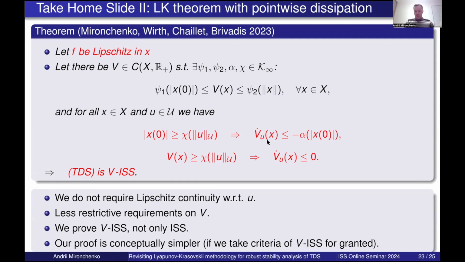Also, our dissipation is in terms of the X of 0. But we must dissipate only if the absolute value of X0 is larger than U. So we don't need that V of X is larger than U, which would be a stronger requirement. We need weaker dissipation, but we still need that if V is larger than U, then at least V does not increase. But also, in the end of the day, we obtain not only ISS, but the stronger property of V-ISS. Also, I would say that the proof is a bit conceptually simpler if we assume that these V-ISS criteria are already given for granted, that we have all of them. Then it looks a bit short, and also it looks closer to the original proof by Krasovskii, at least for those proofs which are, let's say, in books by Hale, Lunel, and other classical references.